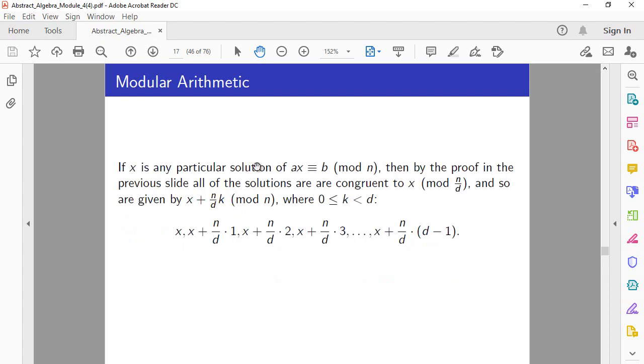So let x be a particular fixed solution of the linear congruence. Then from the previous slide, we can say that all of the solutions are congruent to x modulo n over d. So all the solutions are of the form x plus n over d times k. Because all the solutions are congruent to x mod this, that means all the solutions are of the form x plus a multiple of n over d, modulo n.